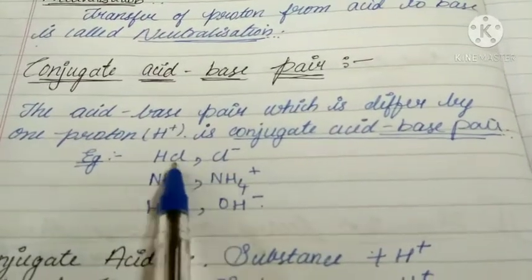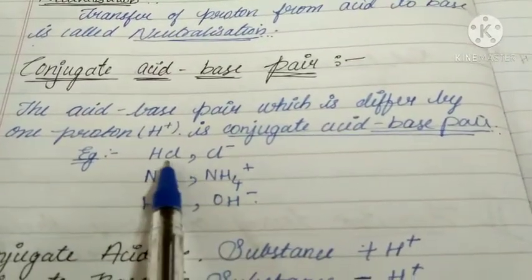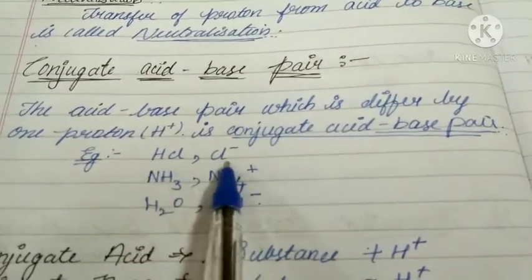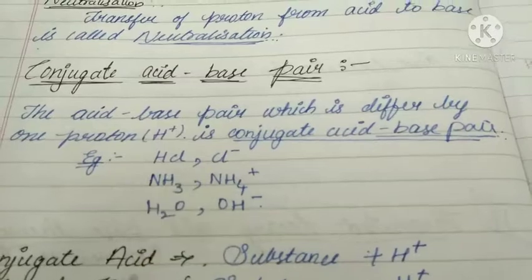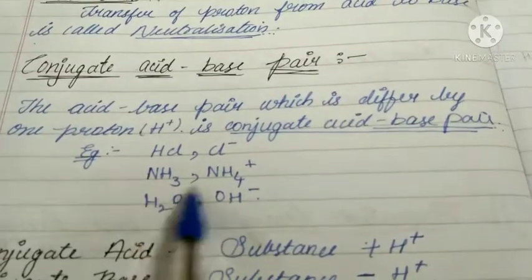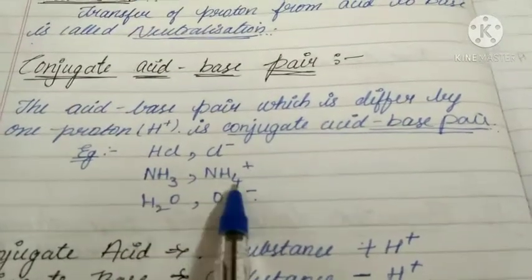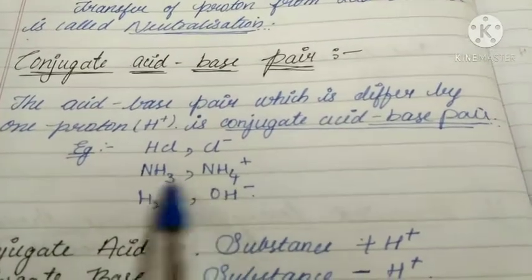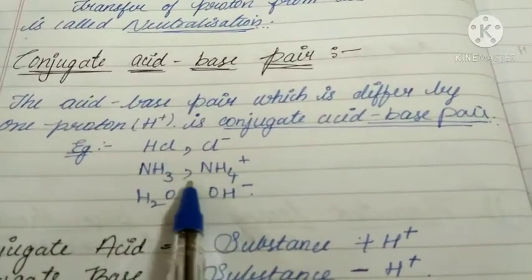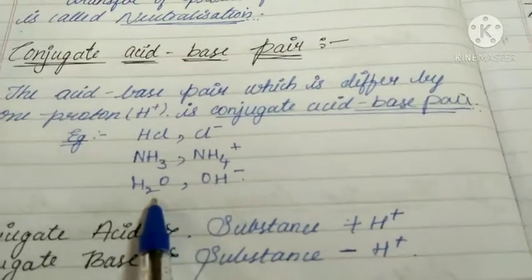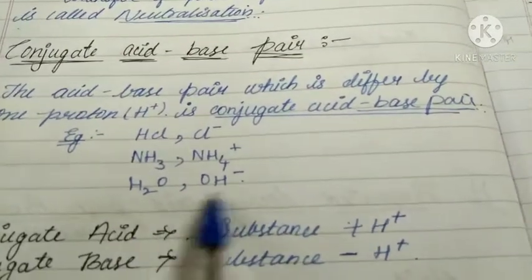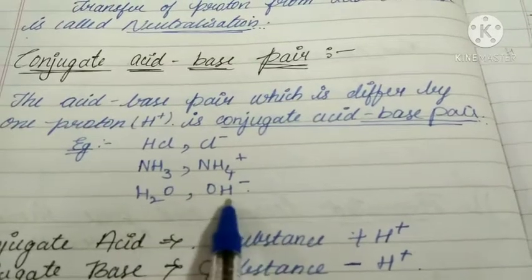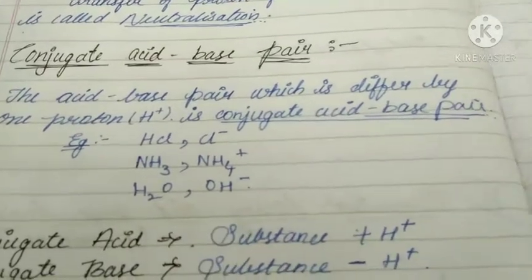See, in the first example, HCl and Cl minus. Here H plus is there, but here H plus is not there. That means between these two substances, 1 H plus is the difference. See, here NH3 and NH4 plus. Here also, between these two substances, 1 H plus difference is there. So this pair is also called a conjugate acid base pair. H2O and OH minus. Here also 1 H plus difference is there. So here also this pair is called a conjugate acid base pair.